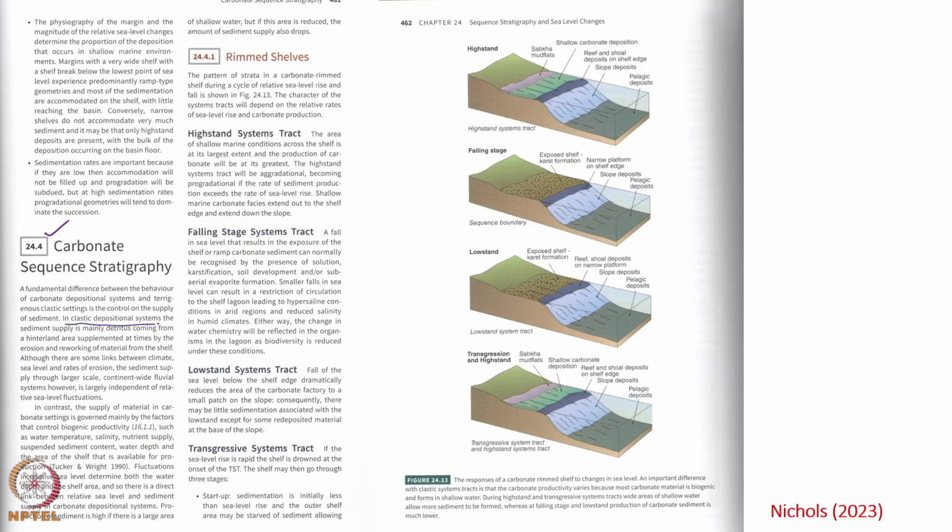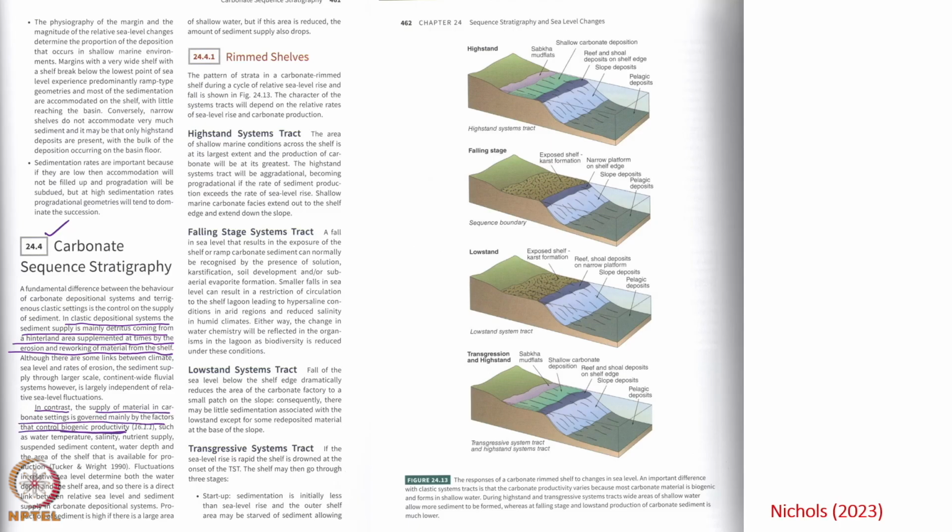In a clastic depositional system, the sediment supply is mainly detritus coming from the hinterland area, supplemented at times by the erosion and reworking of the materials from the shelf. In contrast, the supply of materials in carbonate setting is governed mainly by the factors that control the biogenic productivity.